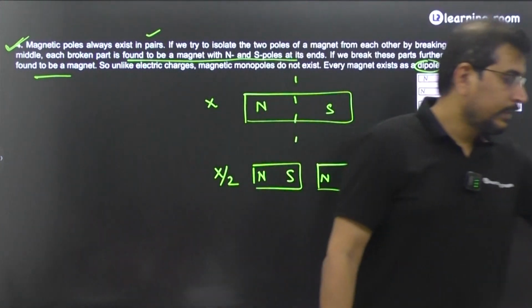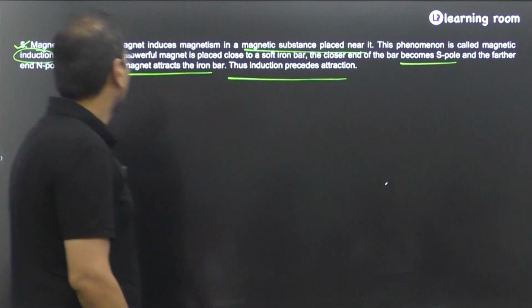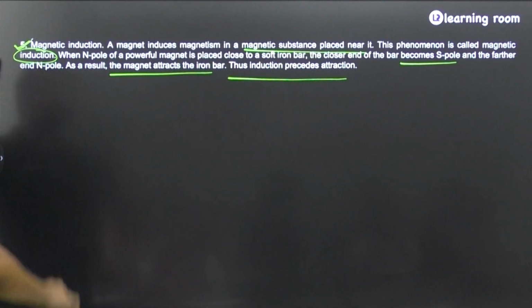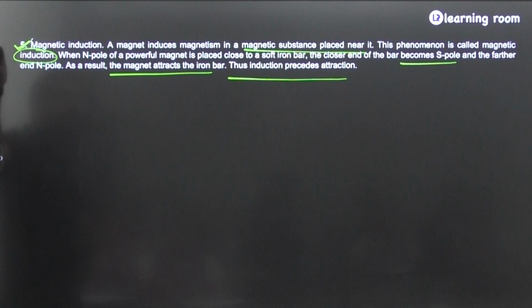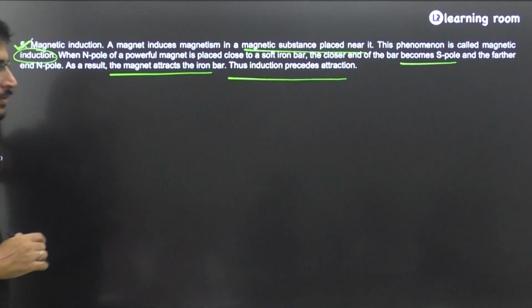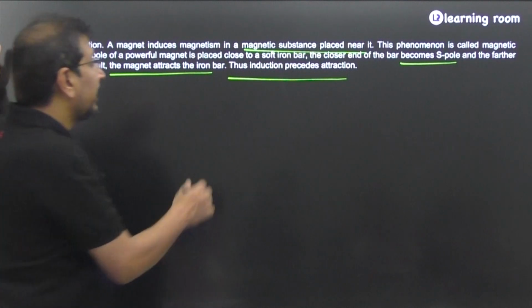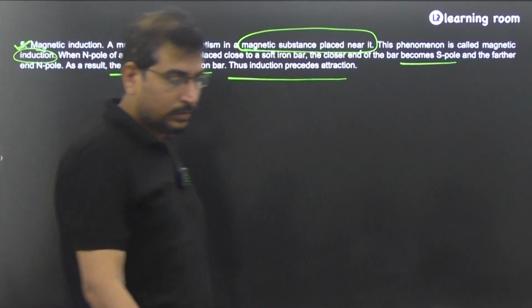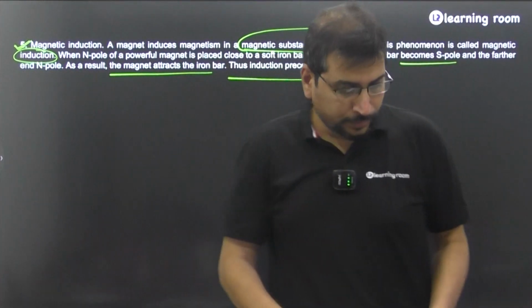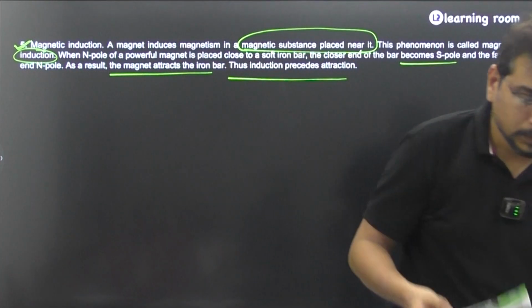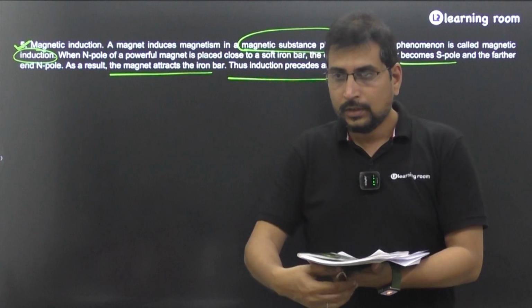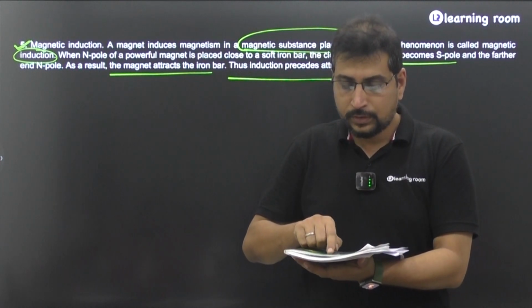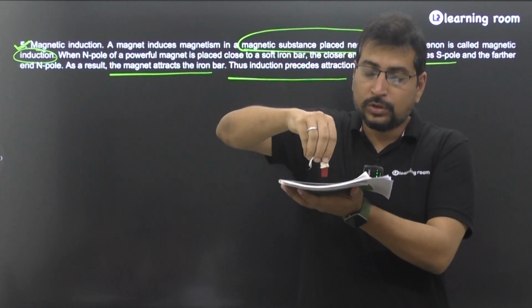Right. And the last point that we need to know is magnetic induction. Generally what happens is a magnet induces magnetism in a magnetic substance placed closer to it. This is a magnet, bell pins, okay? We take some bell pins like this. Now, what I will do is, I will take this pole closer to this.